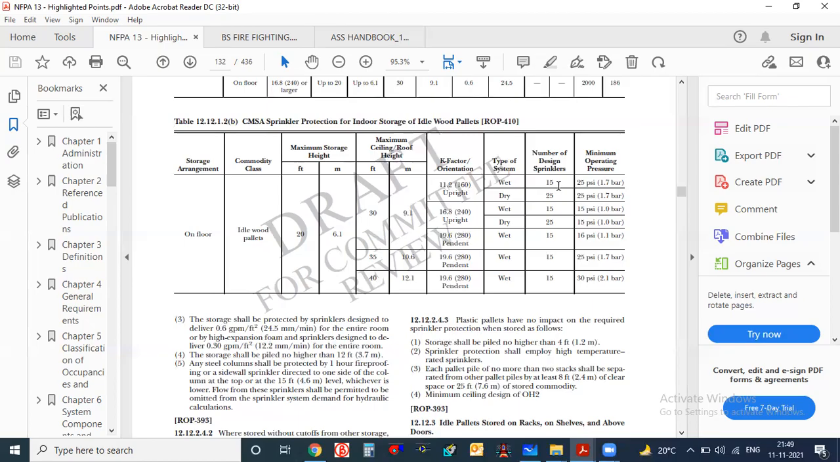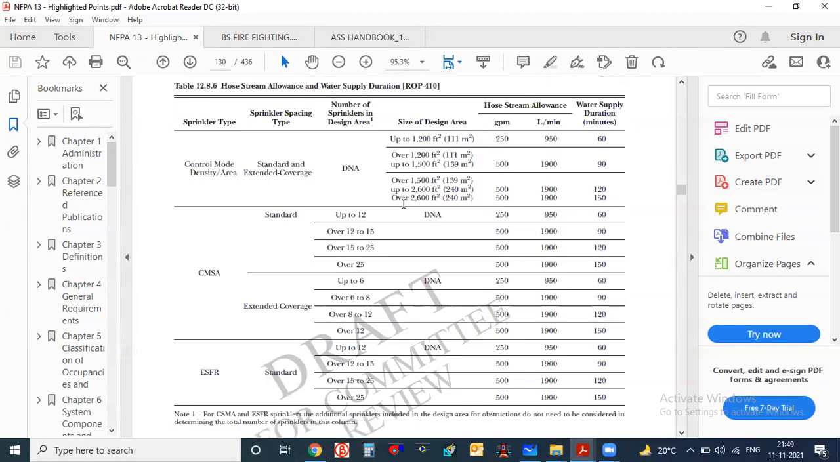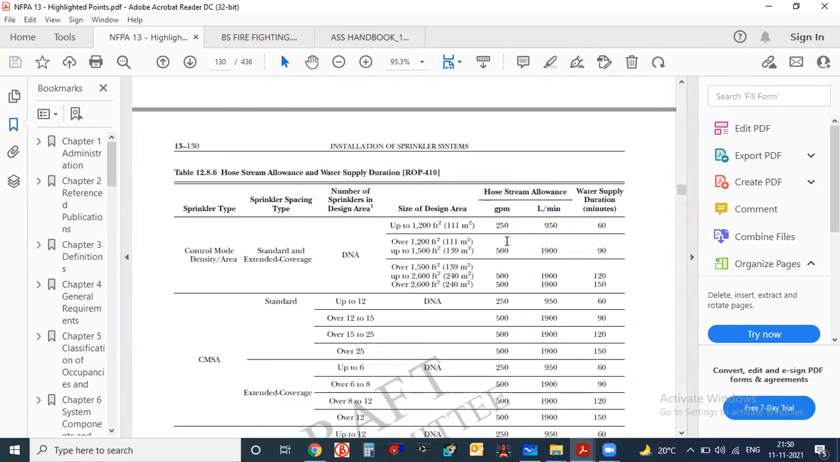But still 2 indoor hydrants are to be operated. Still minimum 2 indoor hydrants inside the warehouse. Let us see if they have given anything. But this particular table is telling that you have to go with the hose stream allowance here.